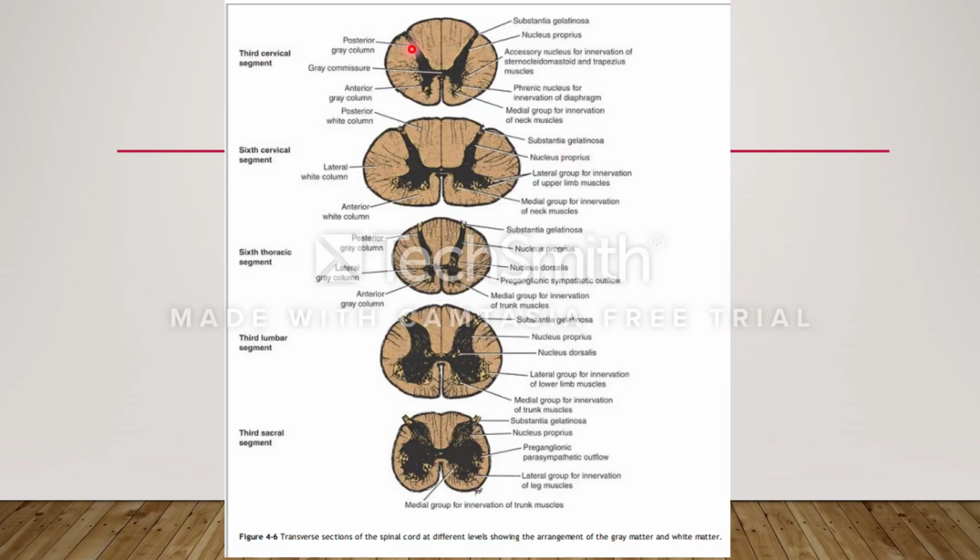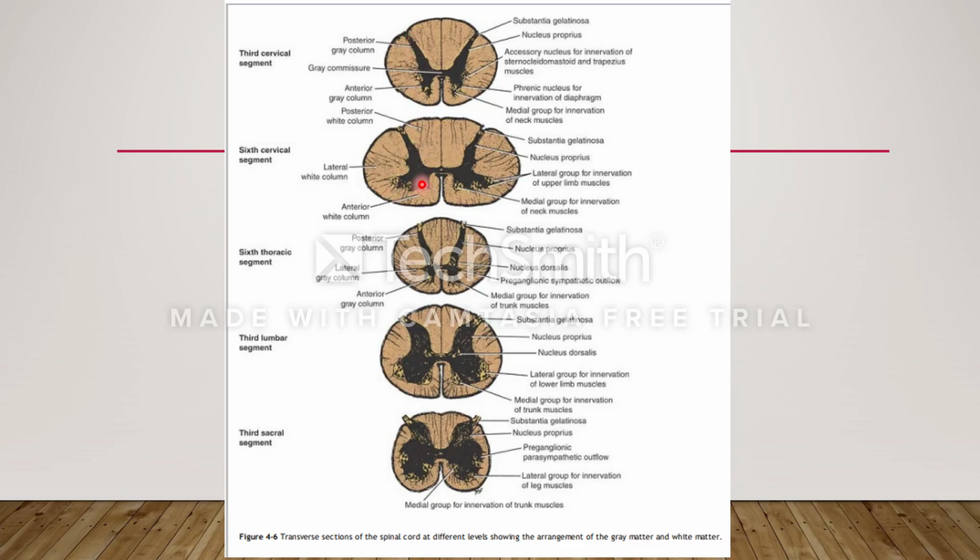See here in this diagram, this is the third cervical segment. This is the H-shaped pillar. This is the central canal with the commissures around it. This is the anterior gray column. In the anterior gray column, we will have the medial group, the phrenic nucleus in the center, and the accessory nucleus. In the posterior gray column, we will have the substantia gelatinosa and the nucleus proprius.